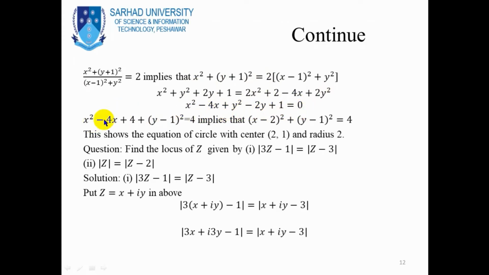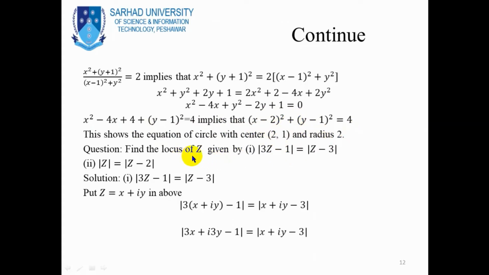Now the equation of circle: x square minus 4x plus 4 is equal to (x minus 2) whole square, and (y minus 1) whole square as it is, and this is equal to minus 4. So (x minus 2) whole square represents the first term for the circle. This is x square plus y square is equal to r square. Now the equation of circle does not pass through the origin. In this case, the equation of circle has center coordinates 2 and 1, and the radius is 2.